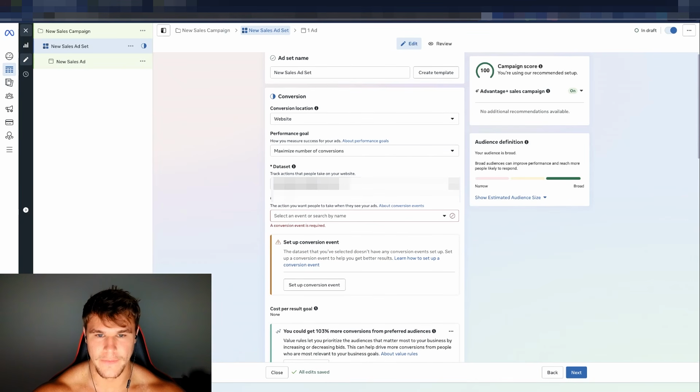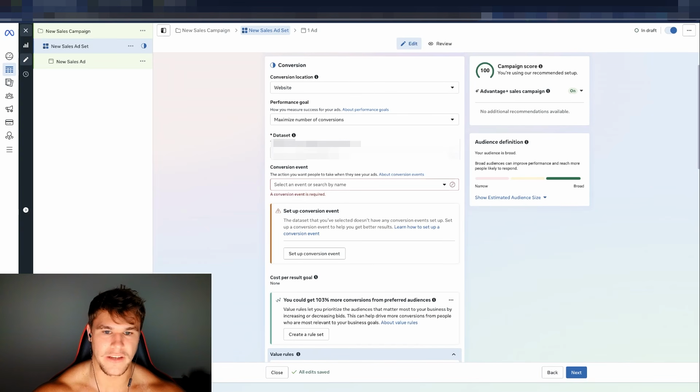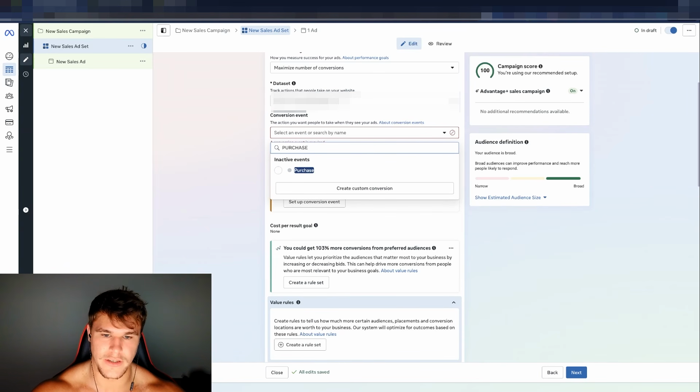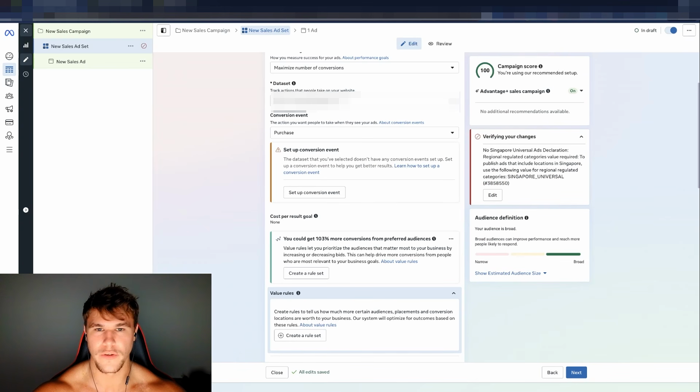Here we are at the ad set level. We're going to have website conversion location. Performance goal is going to be max conversions. Data set is going to be the pixel that you're currently running your traffic to. Conversion event, we are going to be optimizing for purchases. I almost exclusively optimize for purchases and almost exclusively run sales campaigns because anything else is mostly, with very rare exceptions, a complete waste of your time and money.